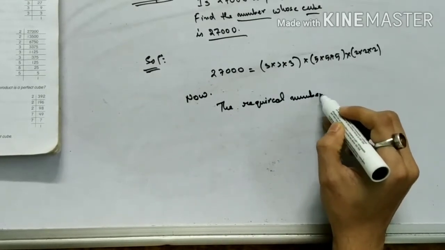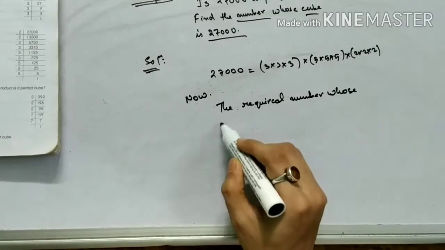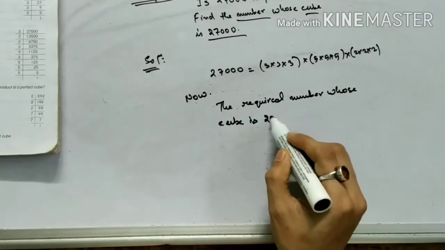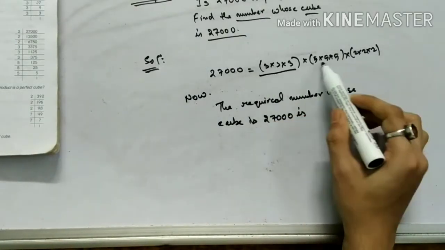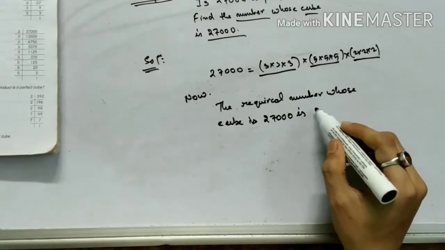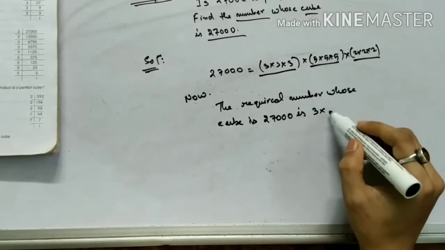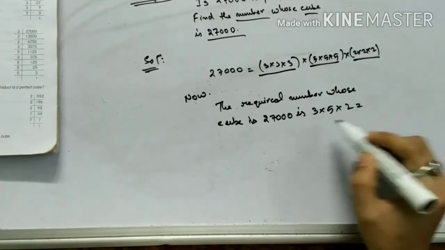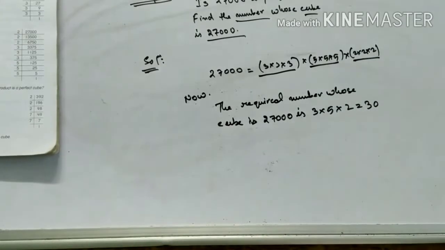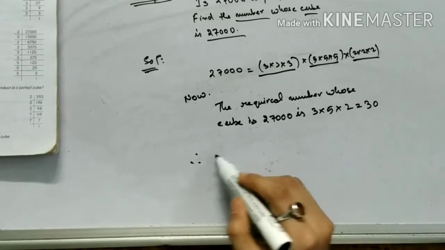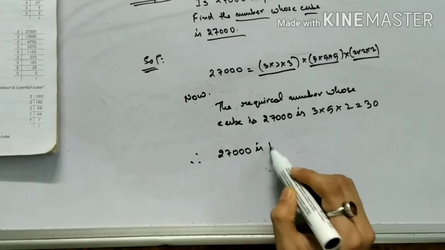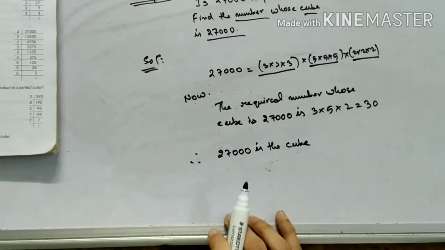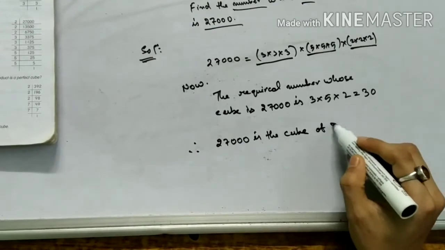The required number whose cube is 27000 is, which number's cube is 27000? If from here you see, from each group I will take one factor: 3 into 5 into 2, which equals 30. Therefore 27000 is the cube of 30.